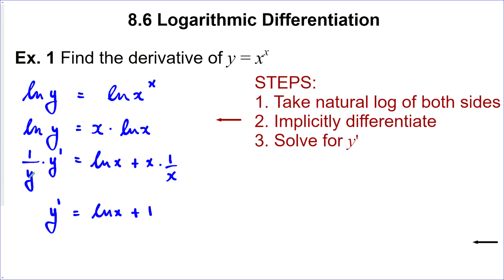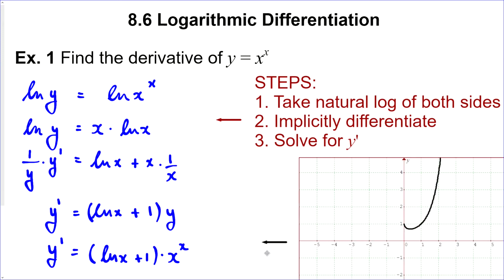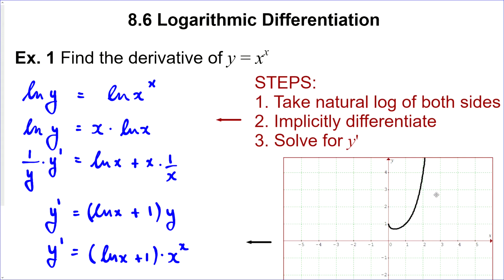And we're going to multiply both sides by y so that we can solve for y prime. And we don't really want a y here normally, so we're going to use the original equation to get rid of that y. So y prime equals the natural log of x plus 1 times x to the power of x. And that would be the derivative. And just for interest's sake, this is how x to the power of x would look.